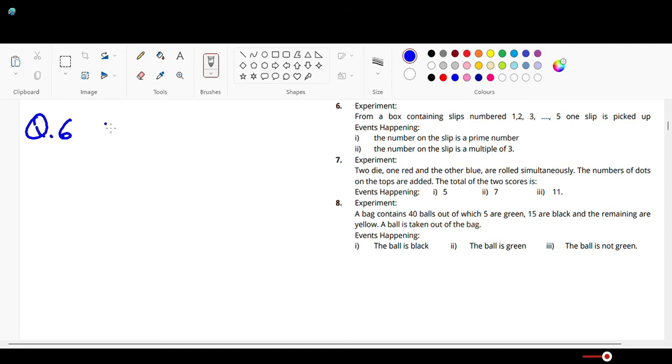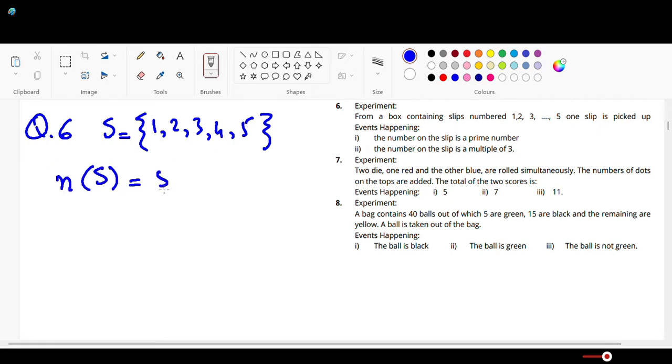So first of all, what is the sample space? We have 1, 2, 3, 4, and 5. I'm not going to write those 3 dots just for one number that's called 4. But anyway, we have numbers all the way from 1 to 5. So the number of elements in S, the sample space, will be 5, right?